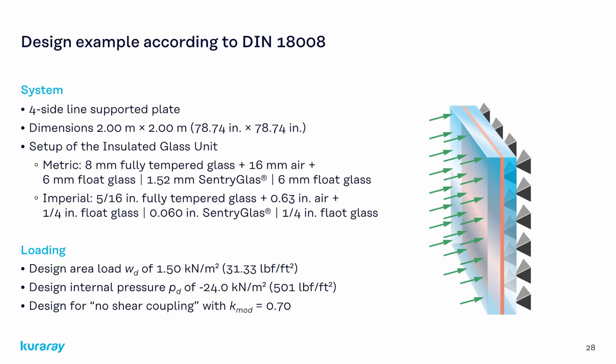For the loading, we assume a design area load of 1.5 kilonewtons per square meter and an internal pressure due to the IGU action of minus 24 kilonewtons per square meter. As we are dealing with the German DIN standard, we want to look at the situation where we have no shear coupling and assume a load duration factor of 0.7.